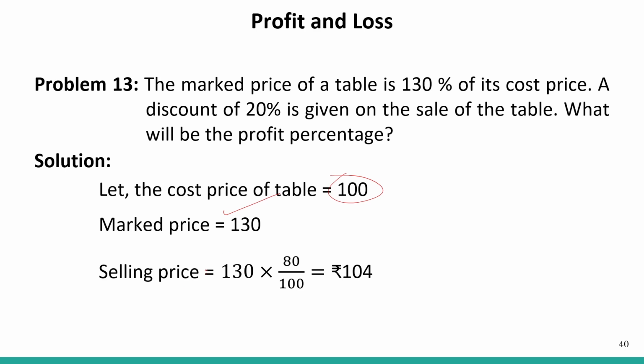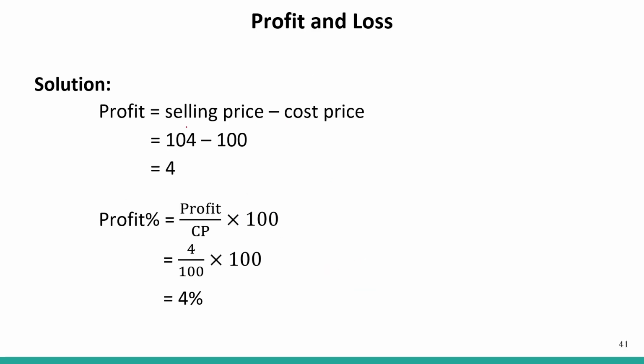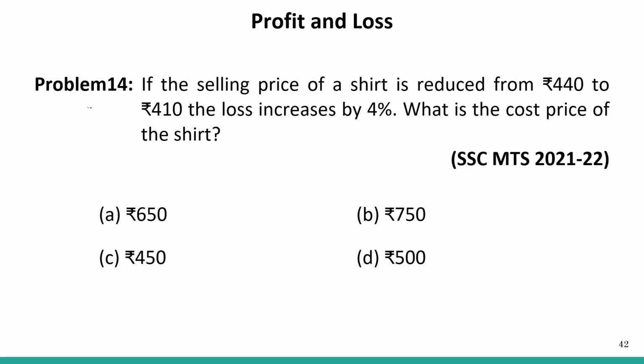So the selling price will be 130 into 80 by 100, because it is given at a discount of 20%. So this is equal to 104 rupees. Profit is selling price minus cost price, so 104 minus 100 is equal to 4 rupees. Profit percentage is profit by CP, that is the cost price, into 100. So 4 by 100 into 100 is equal to 4%. So let's see problem number 14.